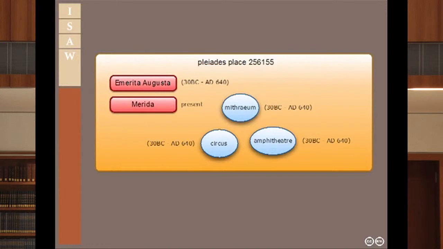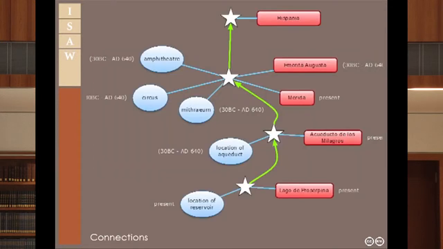We also know from historical sources that the place here was called Emerita Augusta, and so we want to have that historical name in our place record for the place. We can use the Pleiades connection facility to link Emerita Augusta to other places of interest in our data.